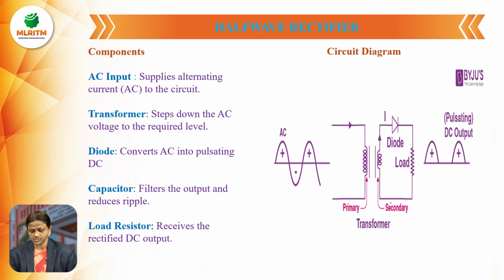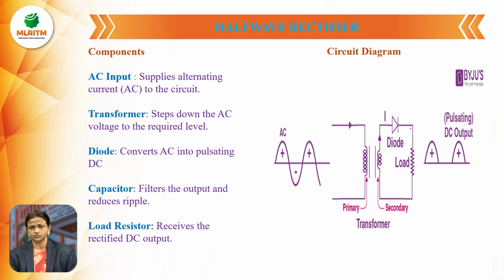So during the positive half cycle, what happens to the circuit? During the negative half cycle, what happens to the circuit? During the positive half cycle, terminal A becomes positive, terminal B becomes negative. Terminal A is connected to the anode of diode D, so diode D is in forward bias. When diode D is in forward bias, it conducts, so it is in on condition.